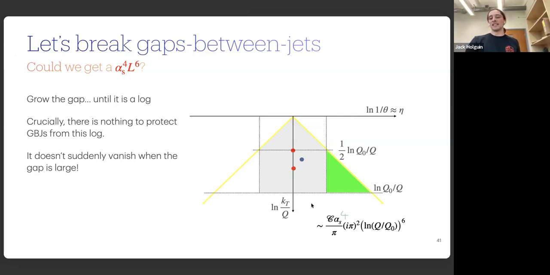So what we now have is you get the exact same structure we had before, same color factor, but you now have alpha s to the 4 log to the i pi squared times the original log to the 5 times another log, because y has become a log. So it's actually alpha s to the 4 log to the 6. Now, crucially, there's actually nothing that causes this log to miraculously vanish.